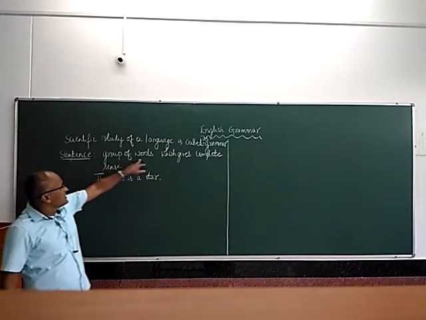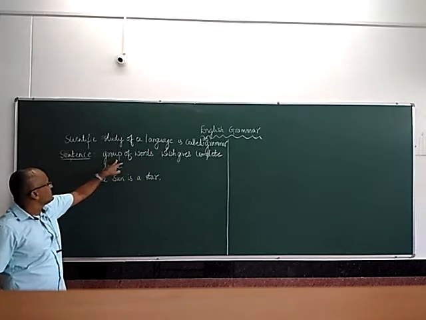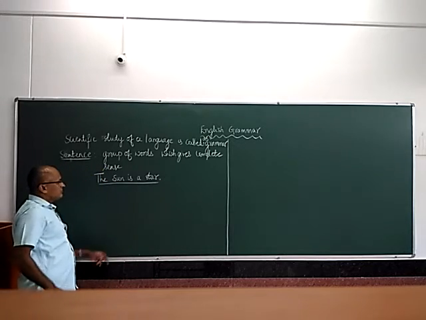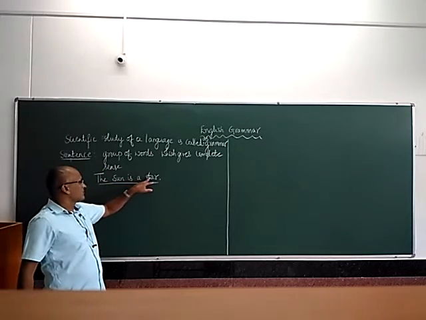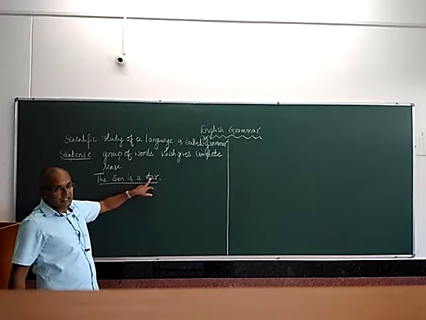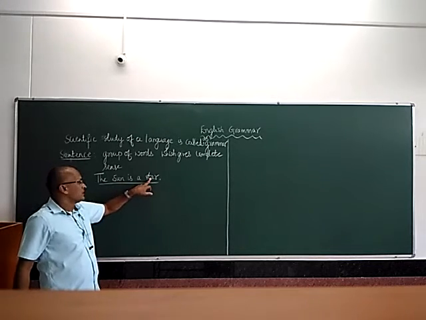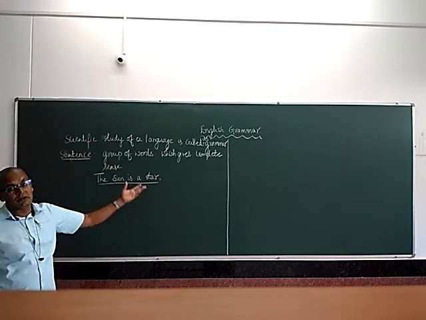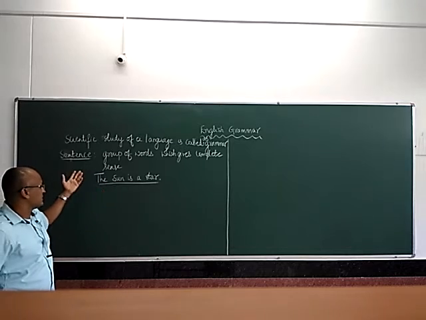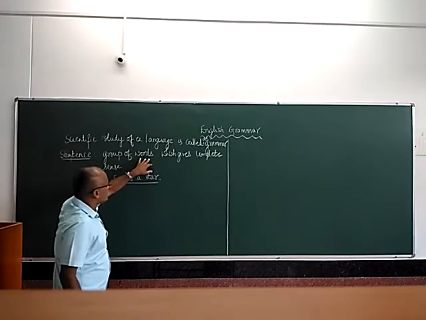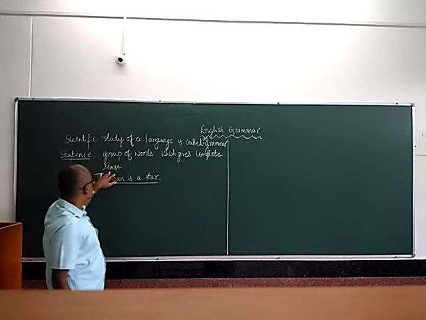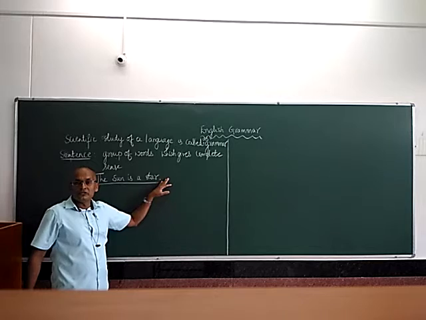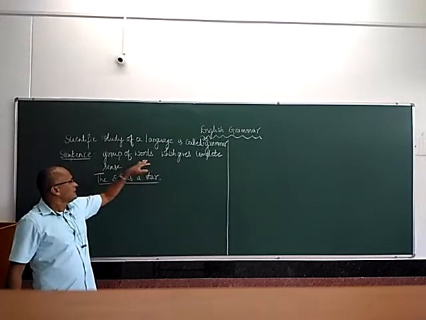So what is the definition? A sentence is a group of words. How many words are there? 1, 2, 3, 4, 5. Don't think that it is a fixed number. It may be different; only 3 words or 2 words, whatever it is. But it is a group of words which gives complete sense. The sun is a star is a full, complete sense according to the definition.